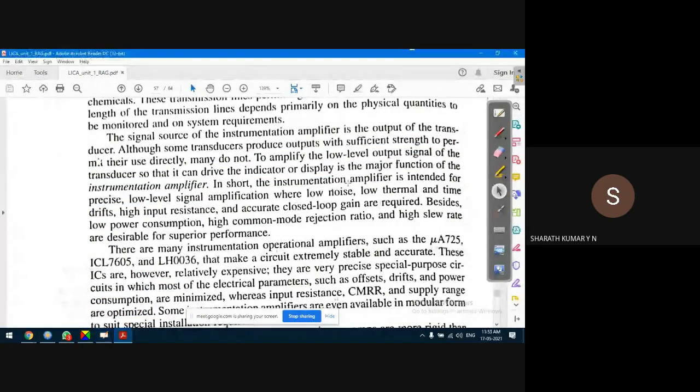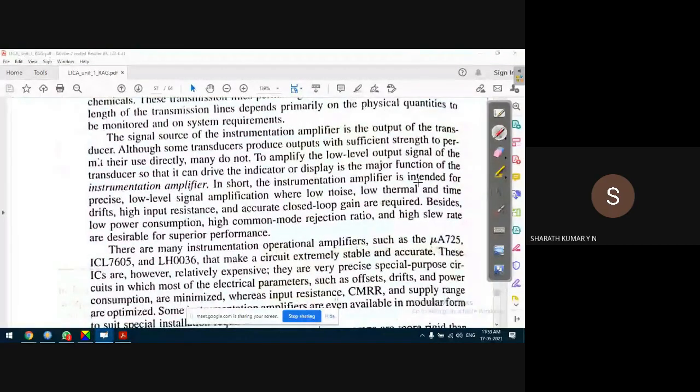So in short, the instrumentation amplifier is intended for precise low-level signal amplification, where low noise, low thermal and time drifts, high input resistance, and accurate closed loop gain are required. I'll discuss each one of them in a little detail. Low signal needs to be amplified. Low noise, low thermal and time drifts, high input resistance, and accurate closed loop gain are required.